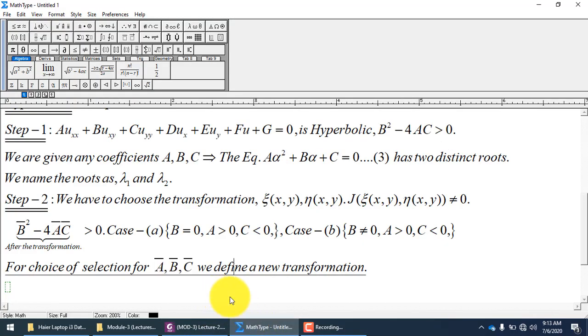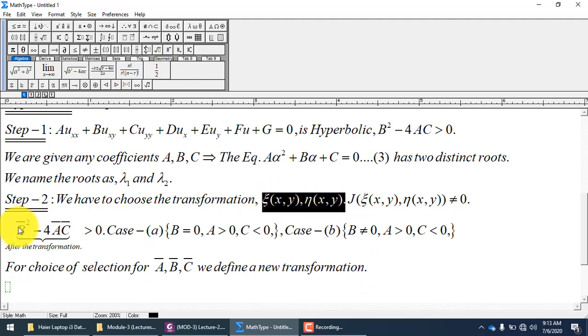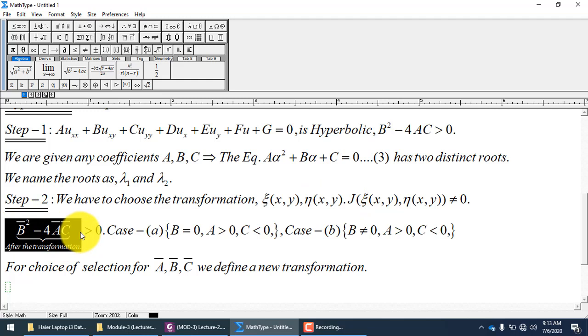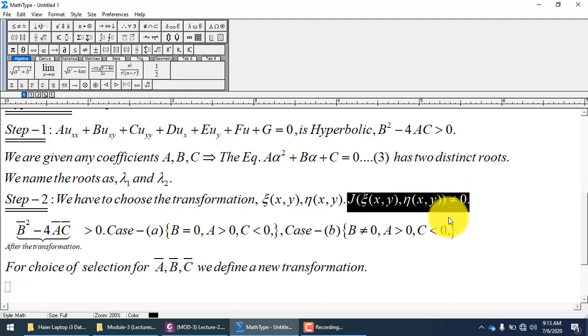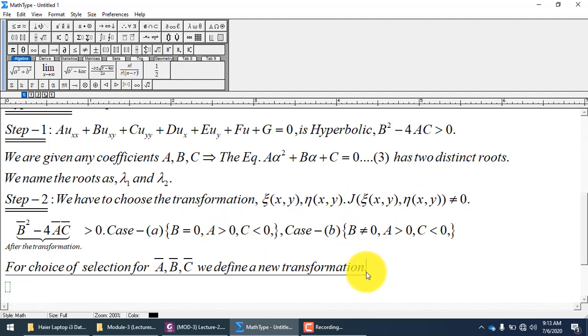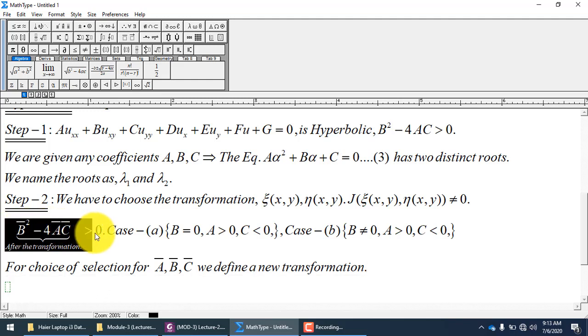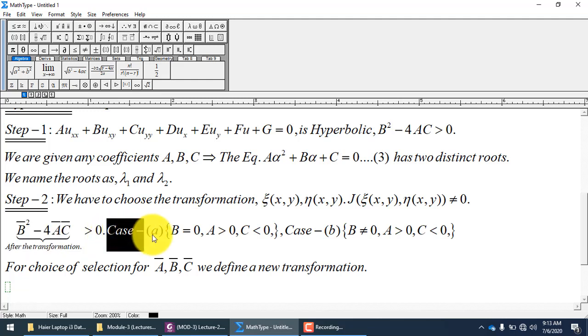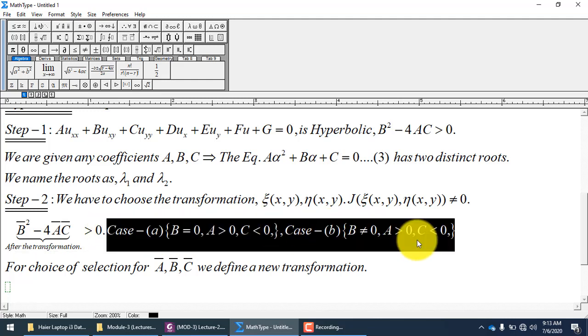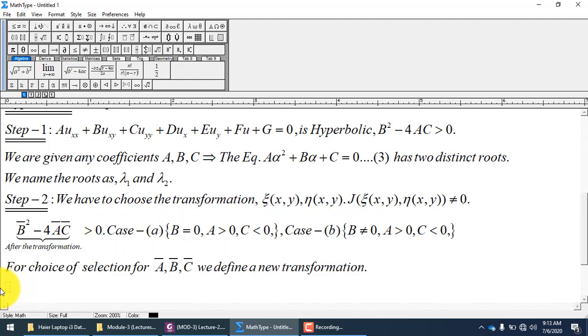But the easiest choice for A bar, B bar and C bar is this. You observe two things. Firstly, this is a transformation which will not alter your type of partial differential equation, which says that B bar square minus 4A bar C bar has to be strictly positive. Second, the Jacobian must not be equal to 0. These are the only two rules you have to follow. For B bar square minus 4A bar C bar to be strictly positive, as I explained, you can take case 1, case 2, or many other cases.